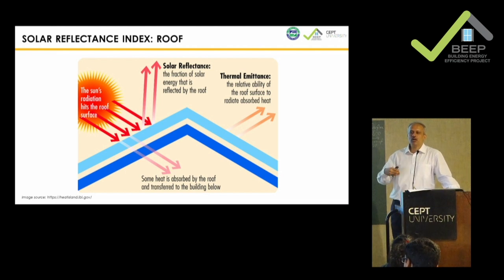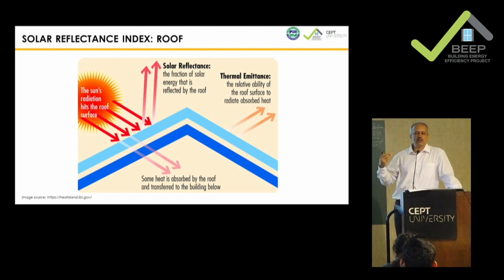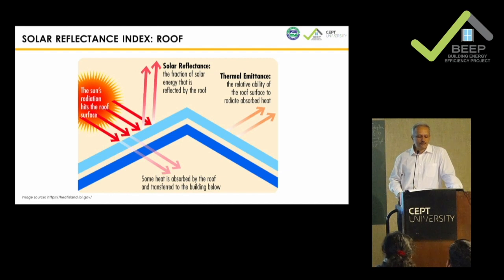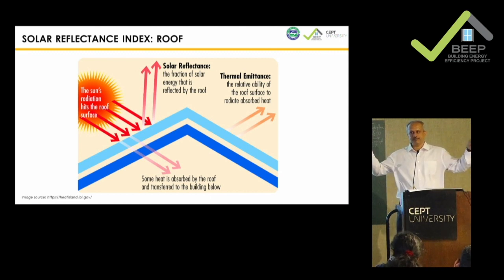The roofs which have the ability to reject the infrared component of the solar radiation back into the atmosphere are called cool roof. You might have heard about this word called cool roof. So solar reflectance is a fraction of solar energy that is reflected by the roof. When I say solar radiation, it is the entire spectrum. Okay, ultraviolet, VIBGYOR, visible range, near infrared, infrared.